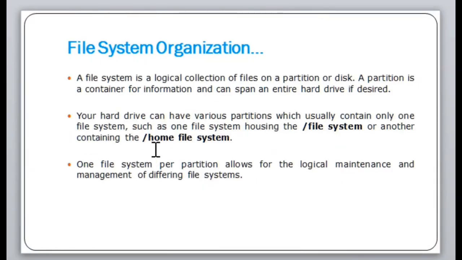On a Linux file system, a file system is a logical collection of files on a partition or disk. A partition is a container for information and can span an entire hard drive if desired. Your hard drive can have various partitions which usually contain only one file system, such as one file system containing the slash file system or another containing the slash home file system. Now this is really helpful because you can separate everything and they don't have to rely on one another. One file system per partition allows for the logical maintenance and management of differing file systems. This is actually pretty common practice on Linux, to separate them into their own partitions.